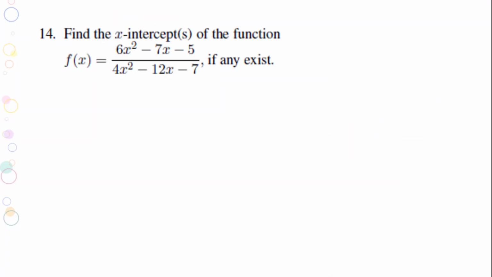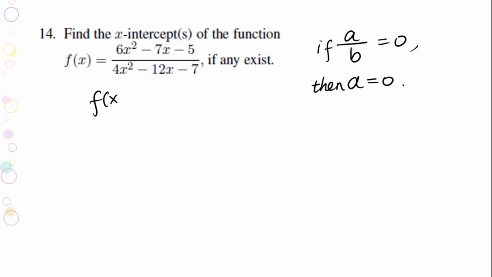Let's go to number 14. Find the x-intercepts of the function, if any exists. If a over b equals 0, then a equals 0. So for f of x equals 0, which means the numerator 6x squared minus 7x minus 5 equals 0.